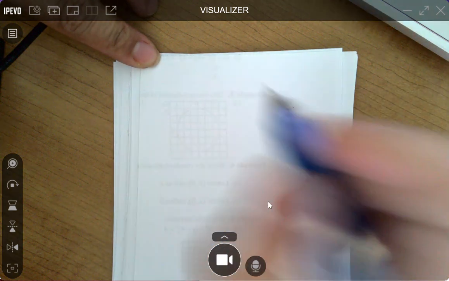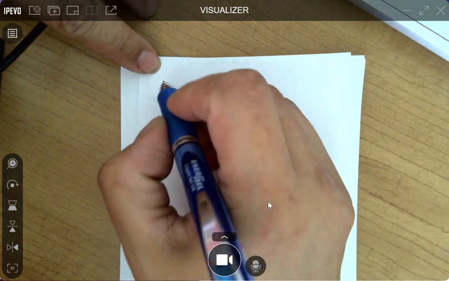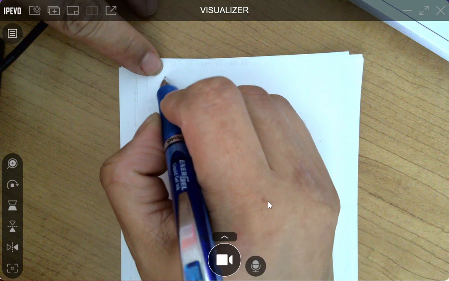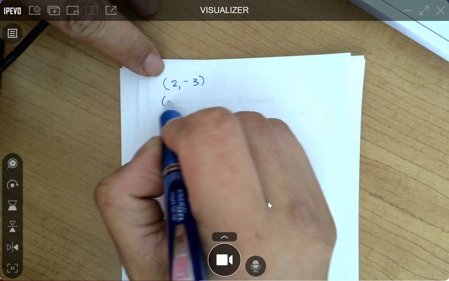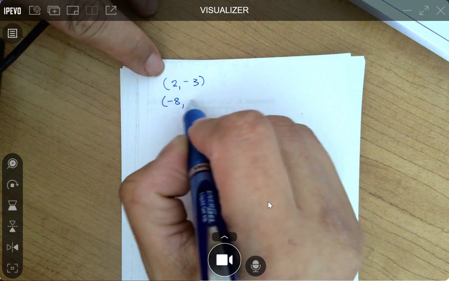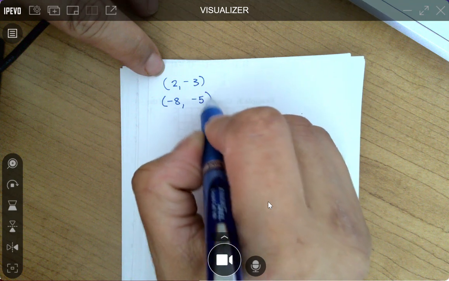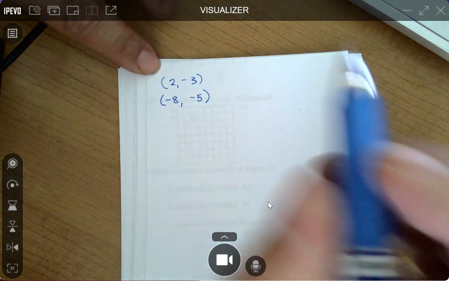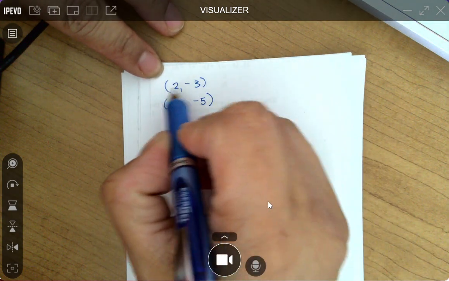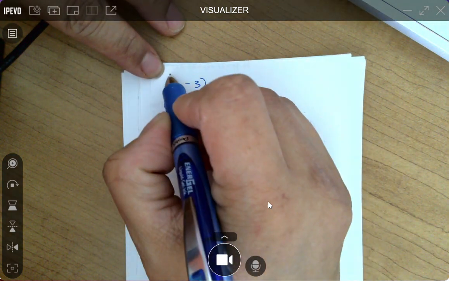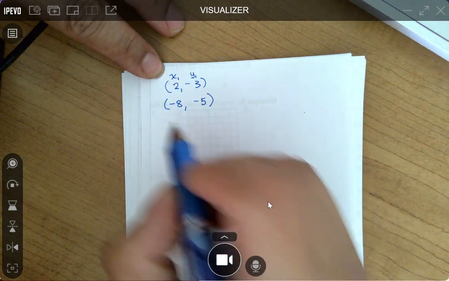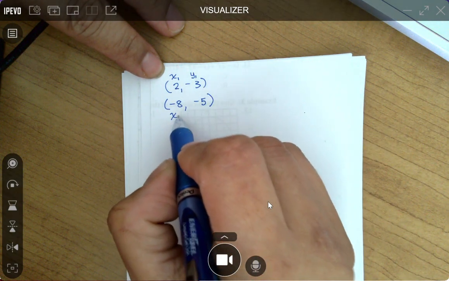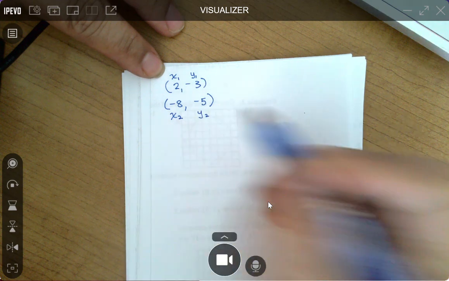The first example is going to be simple. Let's say that we know that 2 goes with -3 and that -8 goes with -5, okay? And we want to find the slope of this. The first thing you need to understand is that this first point right here, this one is x1 and this one is y1. This one is x2 and this one is y2.